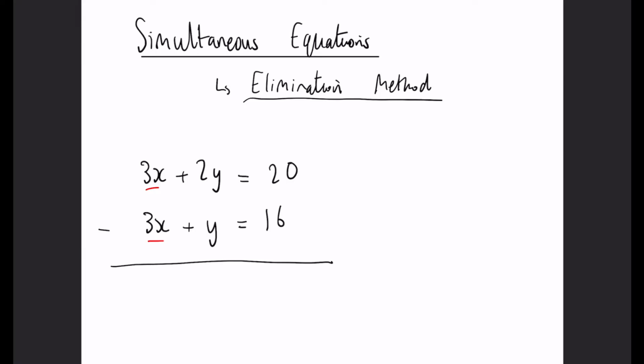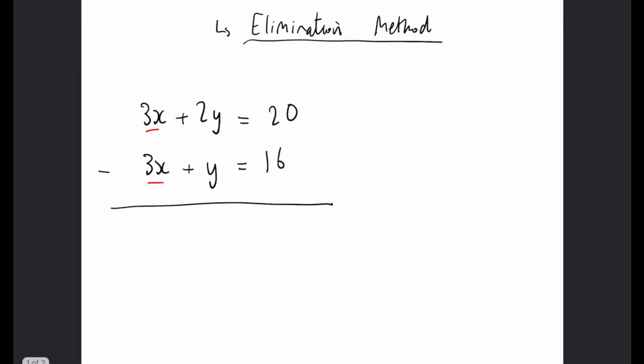So in this case, we will subtract the bottom equation from the top equation in this order. So 3x minus 3x gives 0. That's the whole point. We want to eliminate that x. 2y subtracted y gives us y. And 20 minus 16 is 4. So we can get rid of this, and we're left with y equals 4. So we know that is one of our solutions.